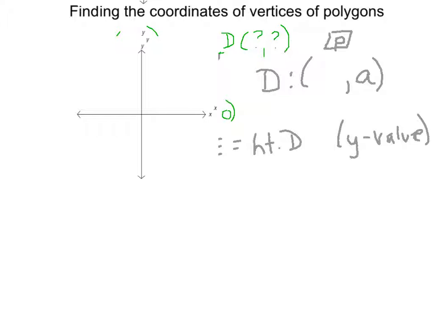It's at negative B. So if we can change this and add a positive B to our C, we'll get the right number of units. We'll go all the way over to C, and then we'll go over B more units, and then we'll end up at the right spot for D. So the way that we would write that is we would just write it as C plus B. You could also have B plus C, either way.